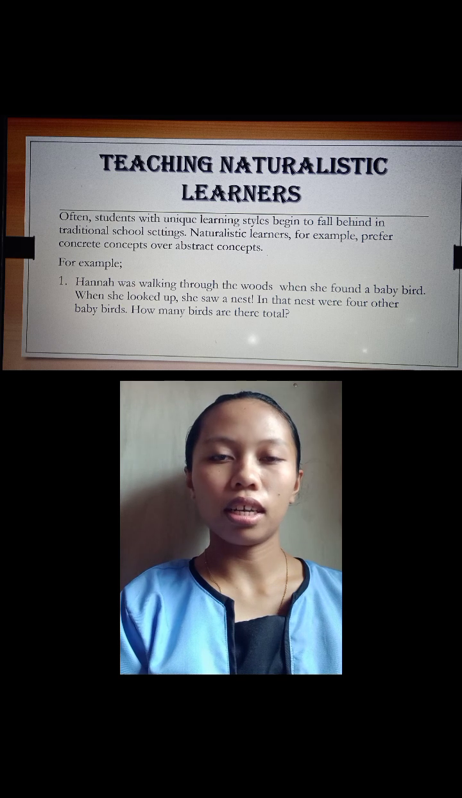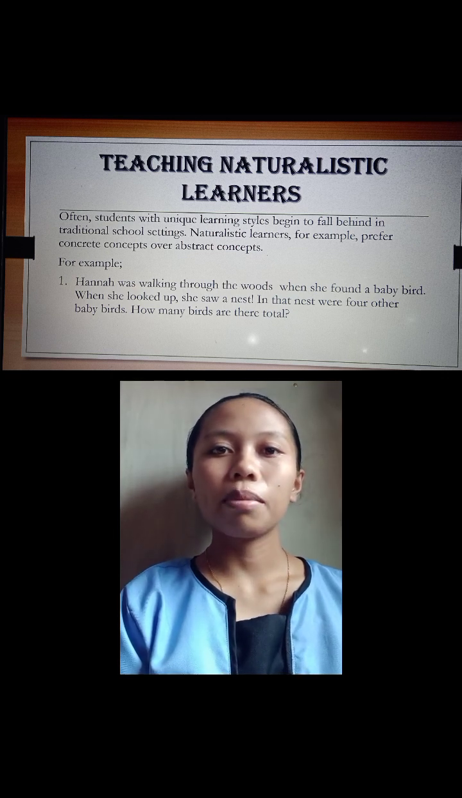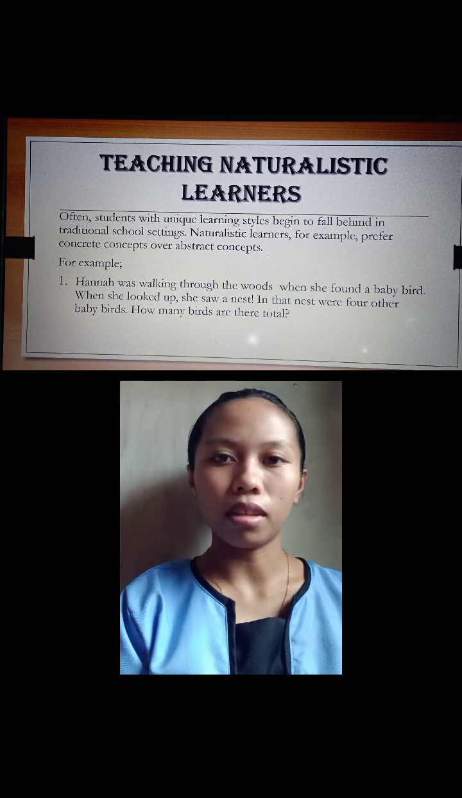So here is an example. Do you think this word problem is using a naturalistic strategy? It is, because Hannah was walking through the woods. So where do you think Hannah is? Of course, Hannah was outside of their house. In this problem, the naturalistic learners will easily understand what the solution of the problem would be.